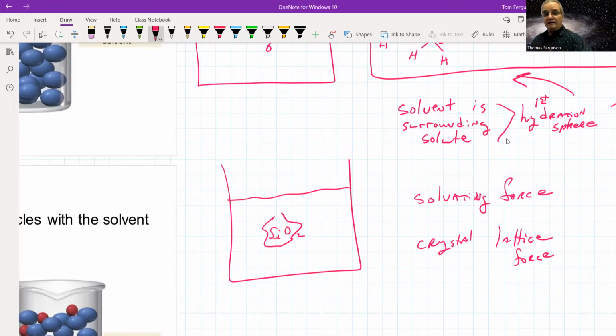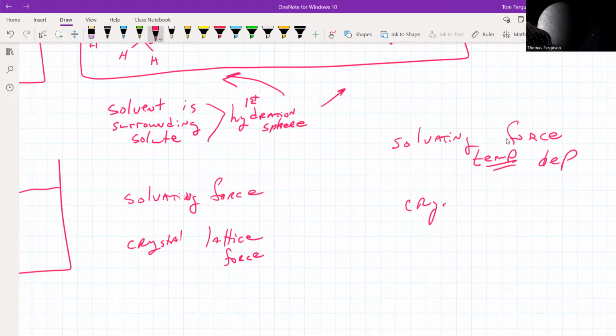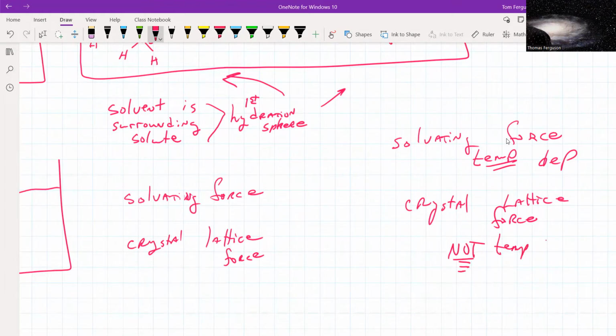So we can further refine this. The solvating force is temperature dependent. The lattice force is not. So we can modify crystal lattice force by changing the temperature. So if we wanted to dissolve, we increase the temperature. If we want it not to dissolve, keep the temperature low, like when you're making rock candy, for example, you want the temperature low. It gradually builds up.